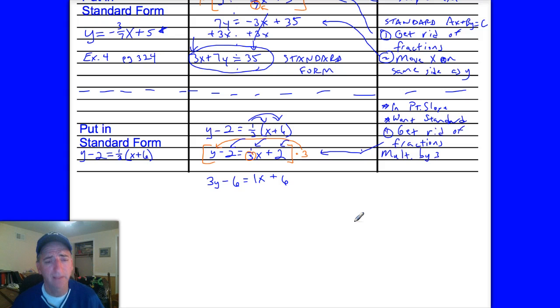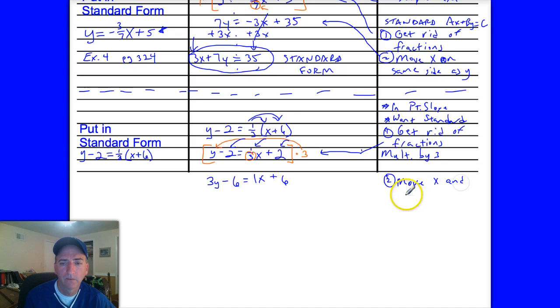Now, if you look at this one, what do you notice is wrong with this that makes it not in standard form? Because we have all integers. Hopefully you're noticing that you have x on one side, and then you have numbers on both sides without variables. So the second thing we need to do is move x and y to the same side. We're going to do that right here by subtracting 1x.